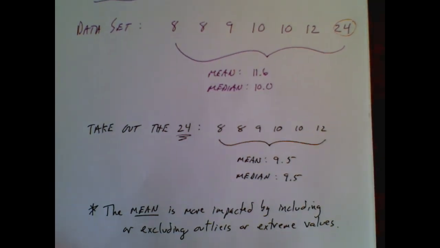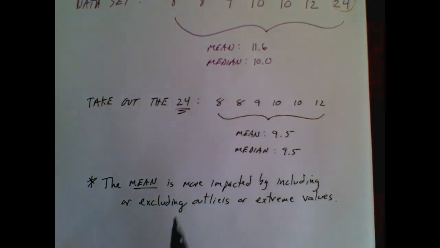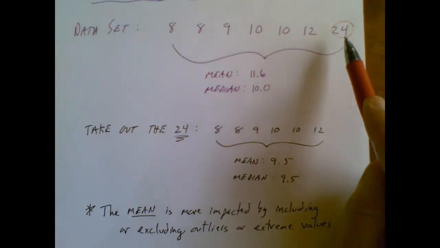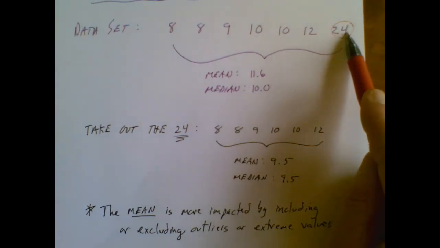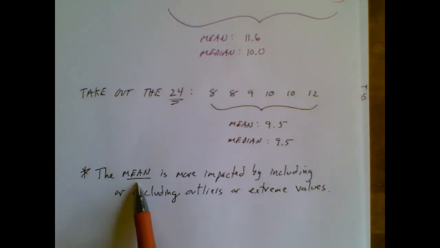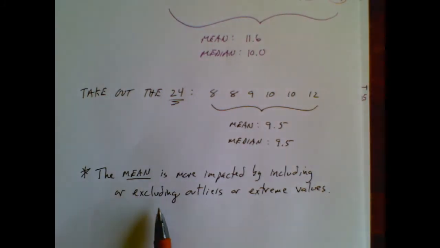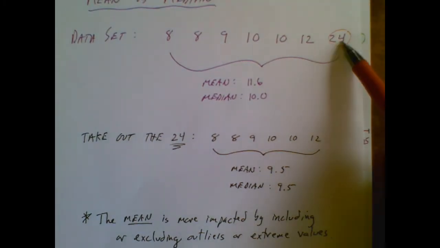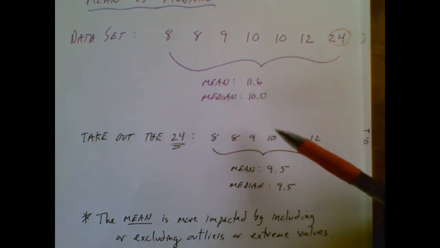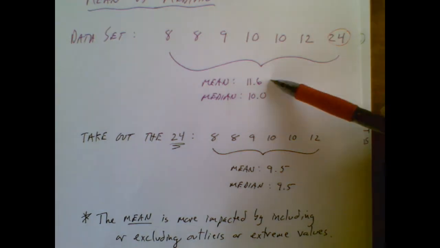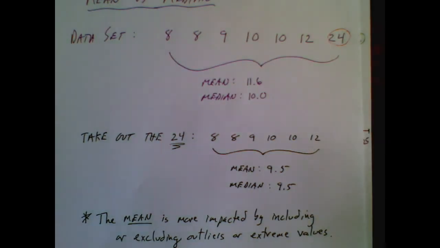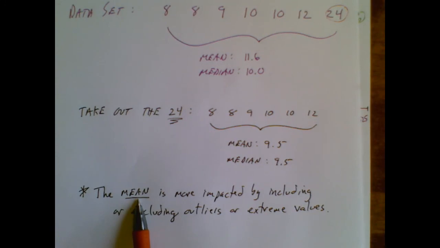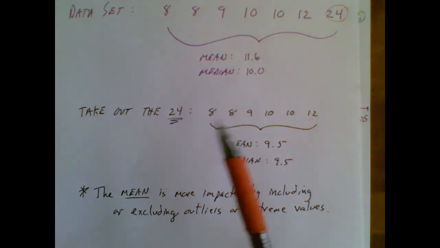So the lesson to learn from that is this. When you have extreme values, like the 24, it is going to affect the mean much more than it's going to affect the median. You can tell that by taking out the 24: the median barely budged, but the mean changed by over $2. So the mean is not resistant to outliers, or it's easily influenced by extreme values.